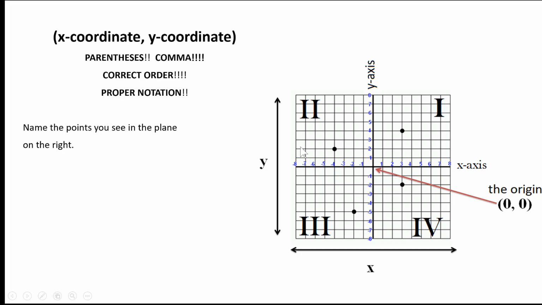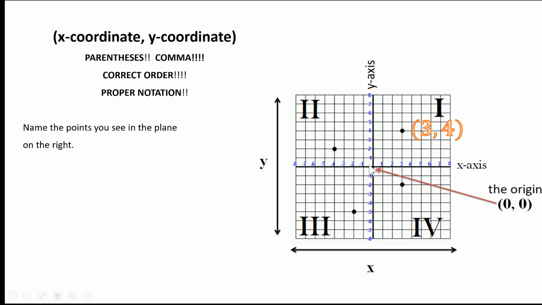All right, so we can name the points that are graphed here. This first point is in the first quadrant. If you look, we're going 3 to the right and 4 up. So that point is called (3, 4). It has to be in parentheses. All right, so that is how you would locate that particular point.